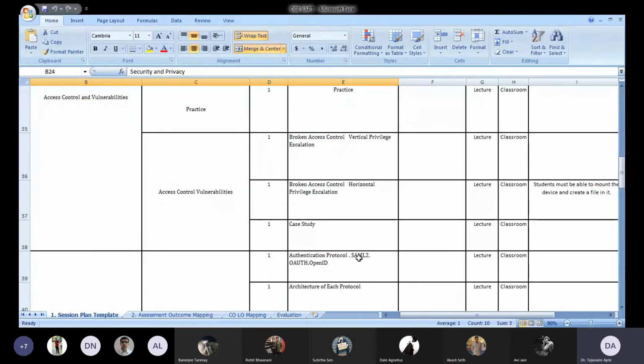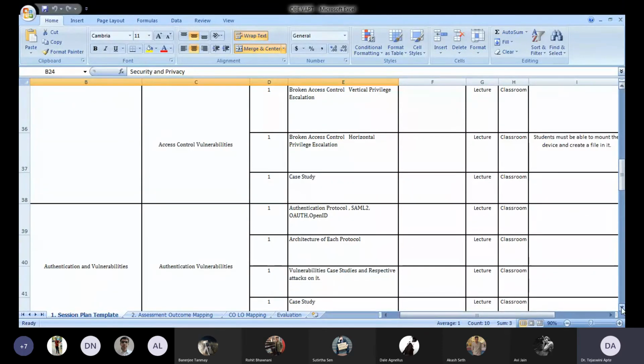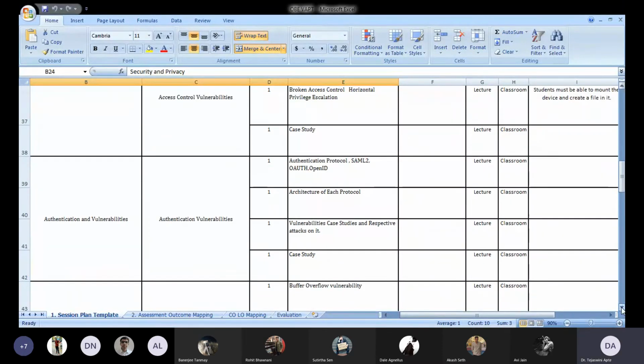So these protocols, SAML, work within single sign-on, where we have also discussed multi-factor authentication: something you know, something you have, something you are, and somewhere you are. These are the different factors when you talk about authentication and how it works. Then we discussed the architecture of each protocol and the vulnerabilities.